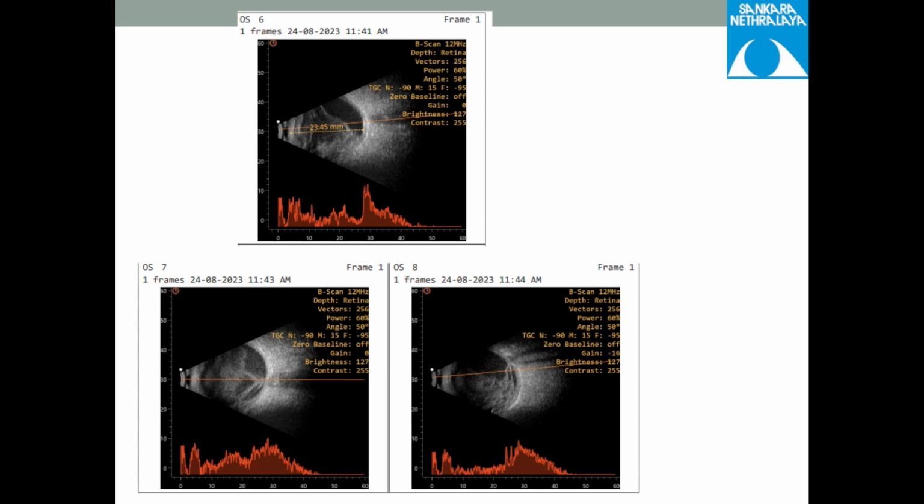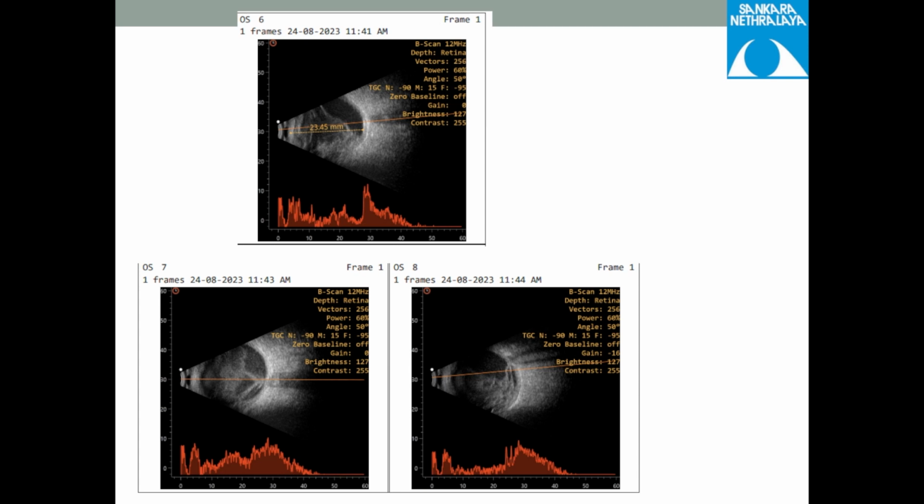The resolution gets better if you have the 50 megahertz probe, but then it doesn't have the depth. So we can't do UBM for the posterior segment. You can do only the anterior segment. There you get better definition of the structures and the resolution is far better. Ultrasound doesn't have that resolution, but we don't need it for that. We need the depth more than the resolution. And that happens only when the tissues are separate from each other. For example, in this, you can see the tissue is separate from whatever is behind it.